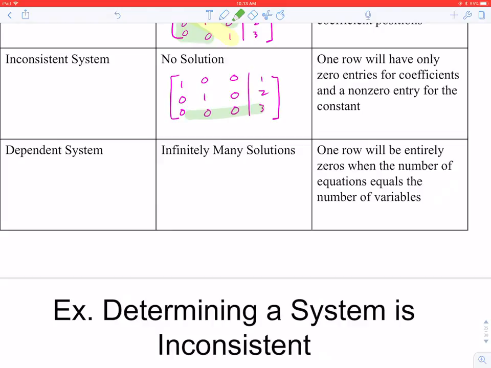And you have a dependent system if one row will be entirely zeros when the number of equations equals the number of variables. Okay, so if we had 3 equations, 3 variables, and we went to reduced row echelon form, we would have 1, 0, 0, 0, 1, 0, 0, 0, 0, and then maybe 1, 2, 0. Where we just end up with a row of all zeros. We would know that there's a dependent system.